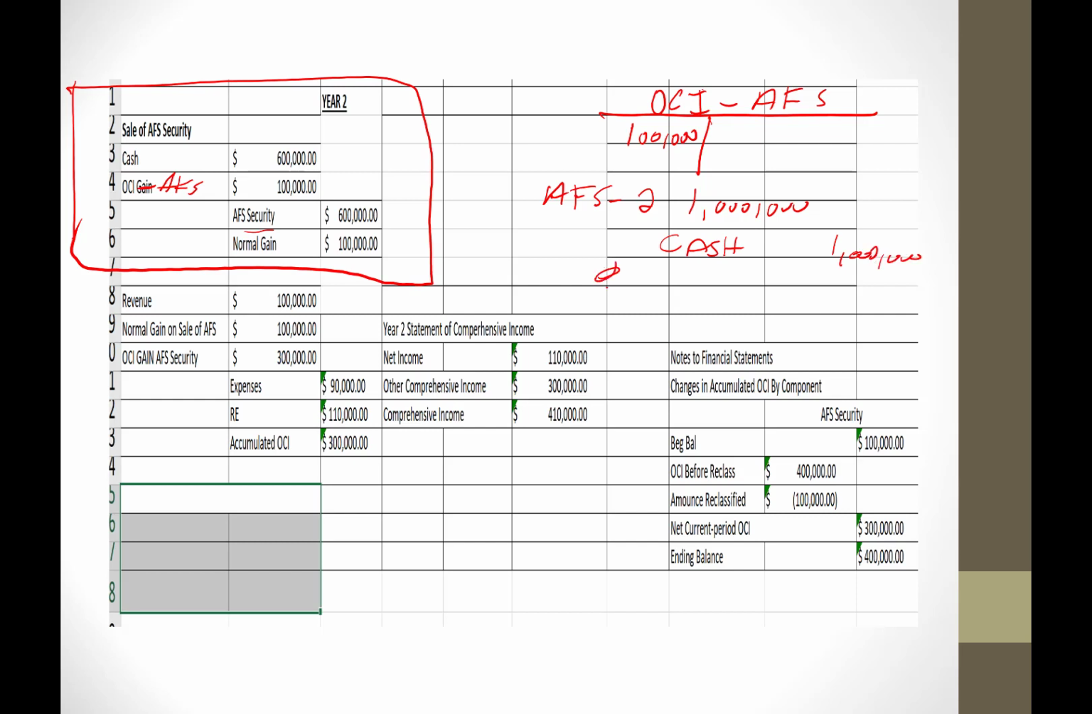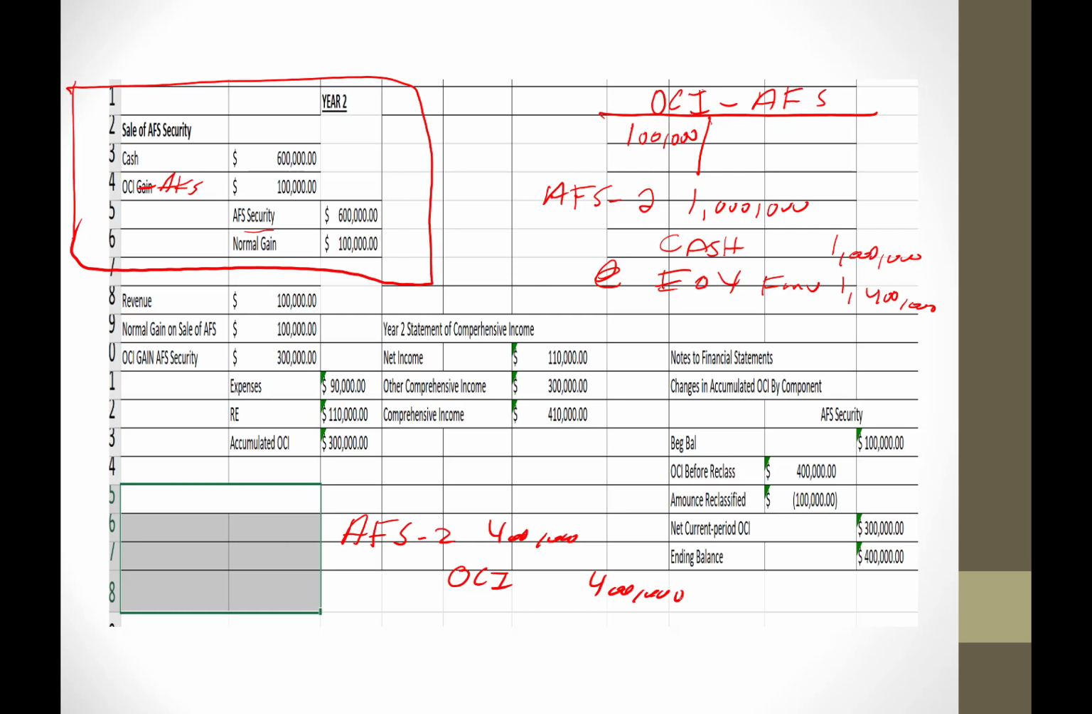And then at, what's EOY? End of year, it has a fair market value of $1,400,000. Has it gone up in value? So I'm going to go ahead and debit AFS 2 for what? 400,000? And credit what? OCI for 400,000. That's for that second security, right?